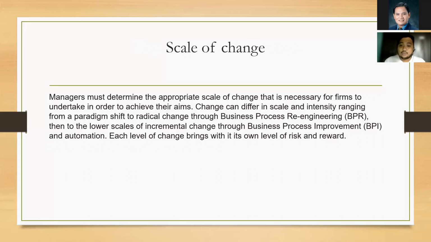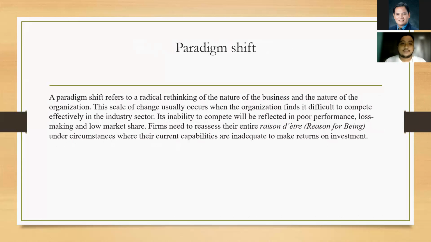So we have two terms. We have business process reengineering, which is a higher scale, and the lower scale, which is business process improvement. Each level of change brings its own level of risk and reward. So we have a word there, which is a paradigm shift. But what is paradigm shift exactly?